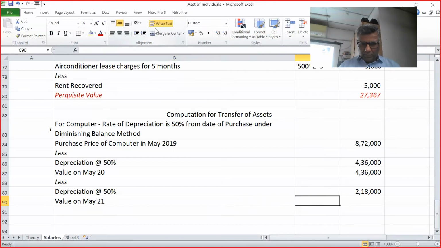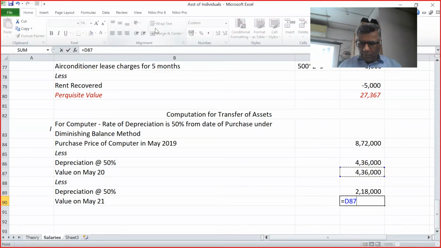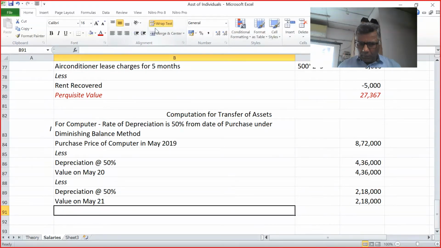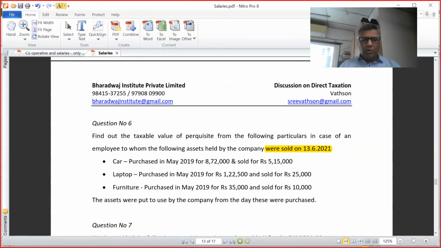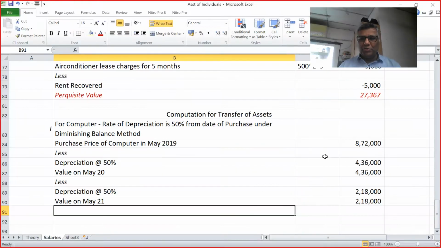So why 50, sir? Car, sorry. Laptop on the second, 122,500. Sorry, factor.